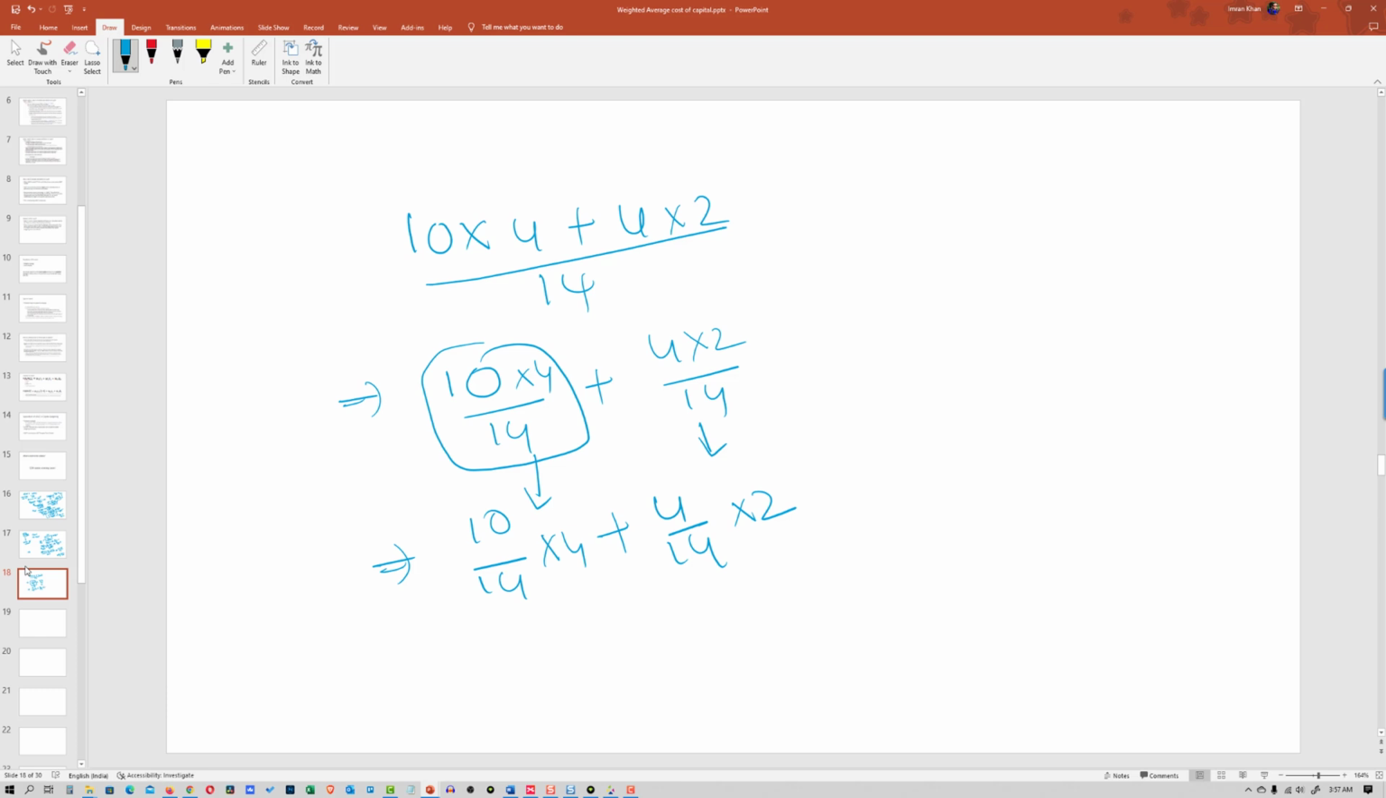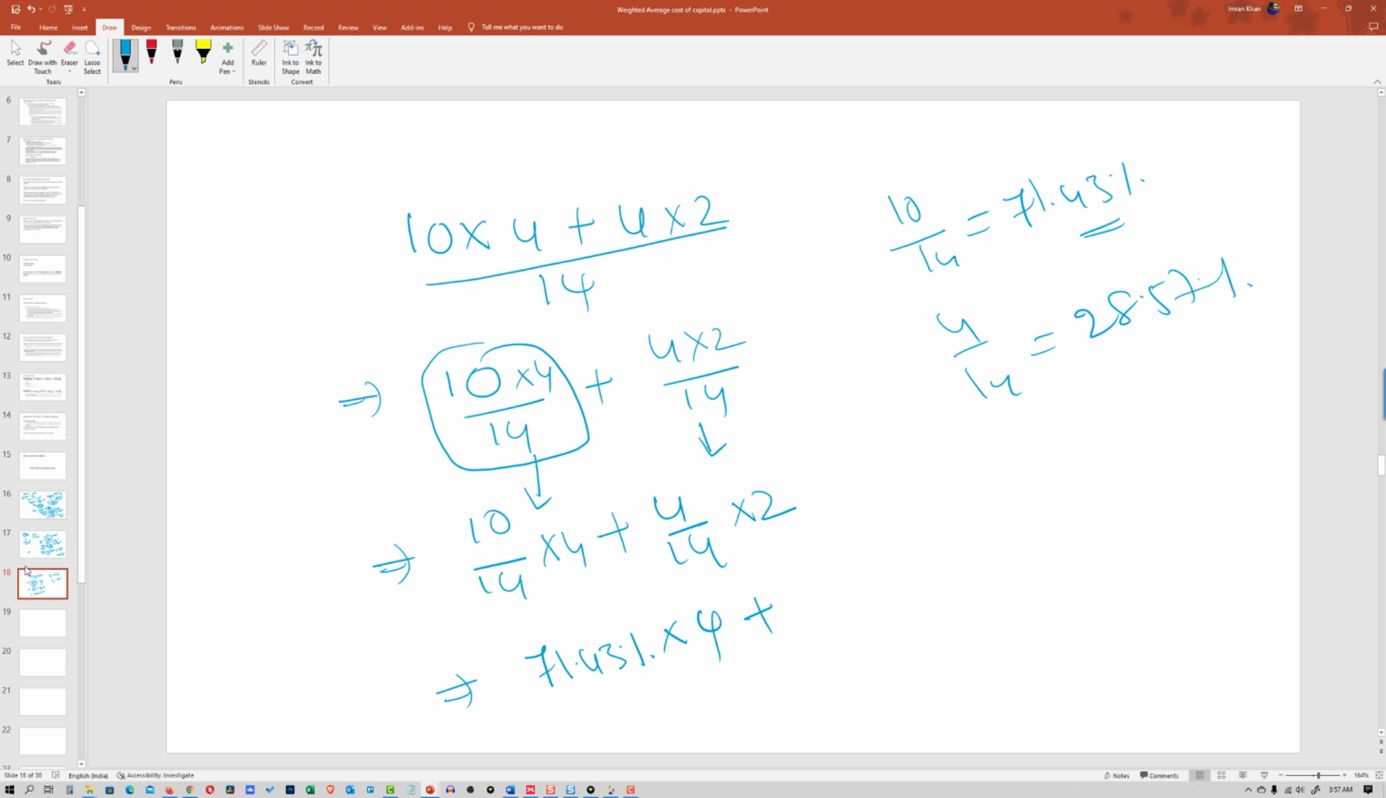What I'm trying to do here is do it in terms of percentages. So 10 out of 14, 10 by 14, is going to give me somewhere around 71.43%. I have done the math here on my calculator. So 71.43% times 4, plus 4 by 14, is going to give me 28.57%.